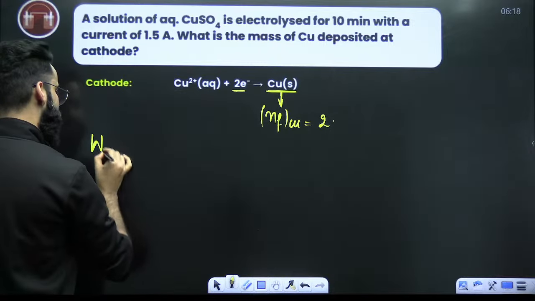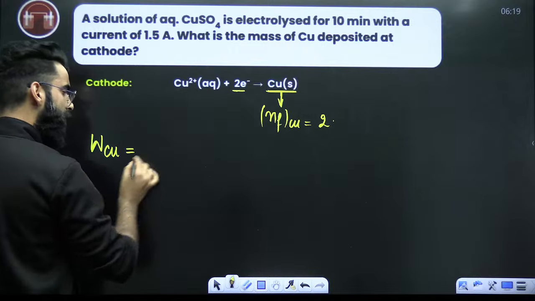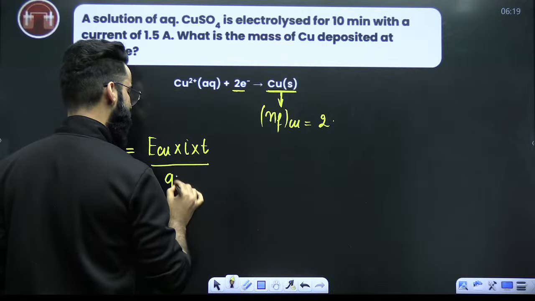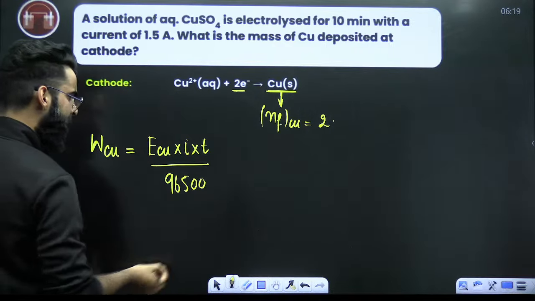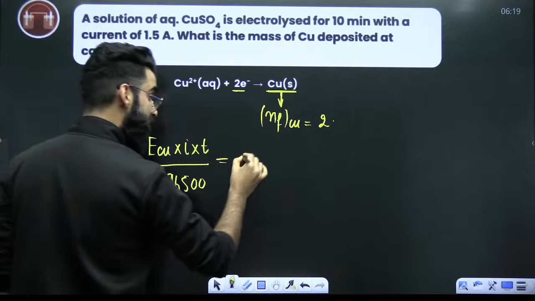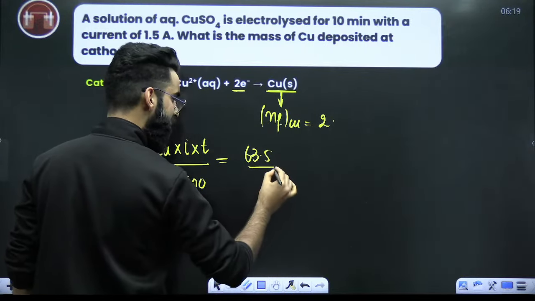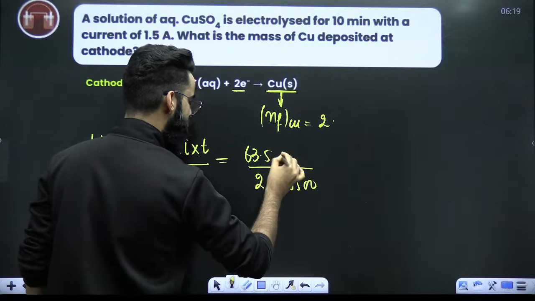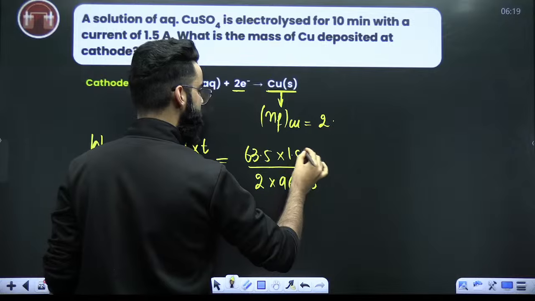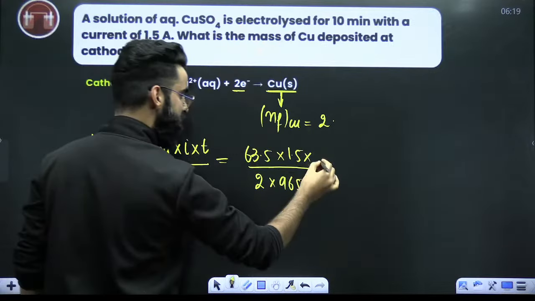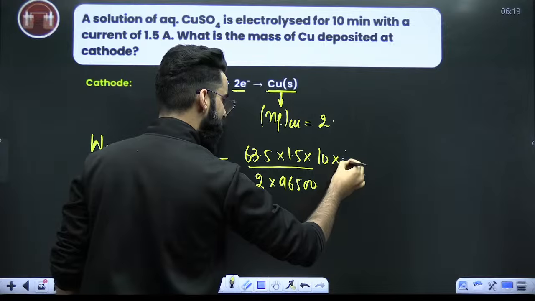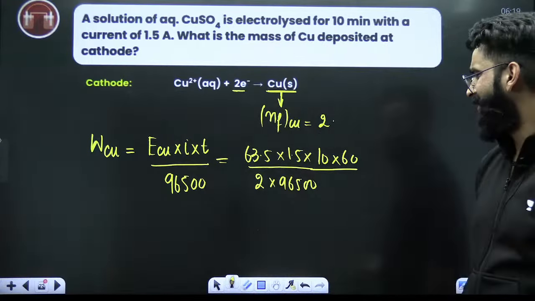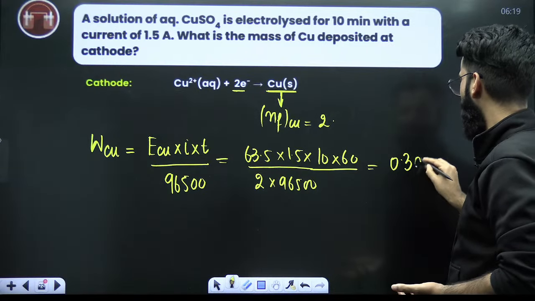Now I'll be using the equation. Mass of copper deposited in grams is equal to equivalent mass of copper multiplied by I multiplied by T divided by 96500. Equivalent mass of copper is the molar mass of copper, 63.5 grams, divided by the n factor of copper, which is 2. In the denominator, you have 96500. The current is 1.5 amperes, passed for 10 minutes, but use the time in seconds, so multiply it by 60. One equation, you're done. After solving this, you'll get a value of around 0.3 grams.